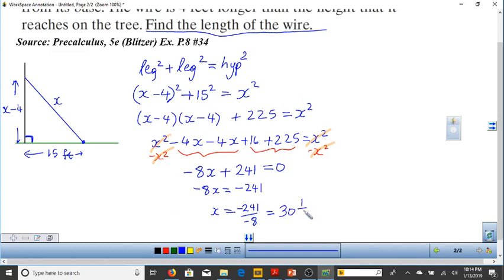So the length of the wire is 30 and 1/8 feet. All right, and there we have our answer here, and it only goes up 26 and 1/8 feet up the tree. Now let's go on to the next example.